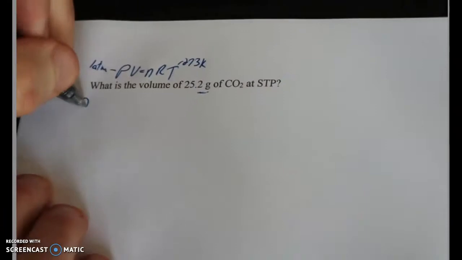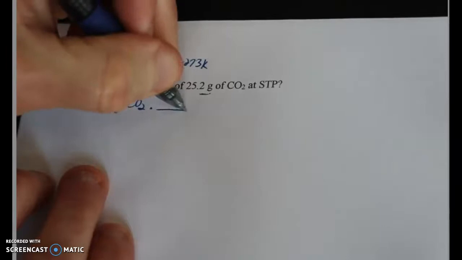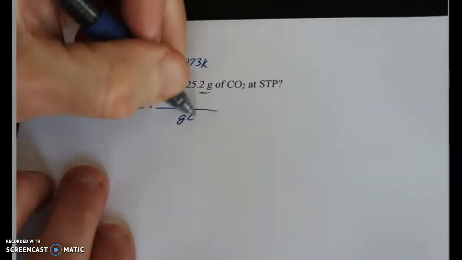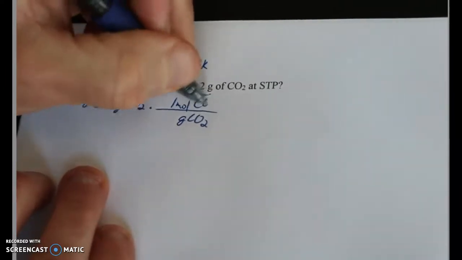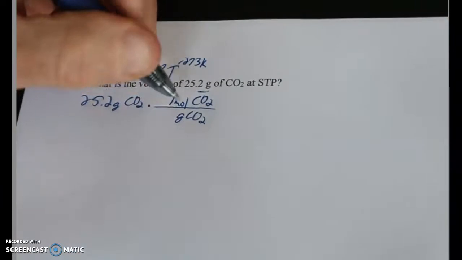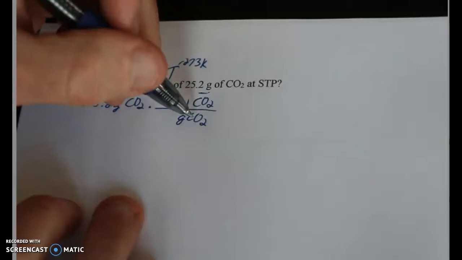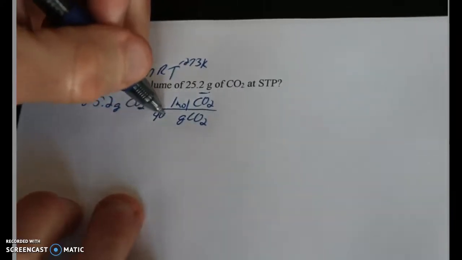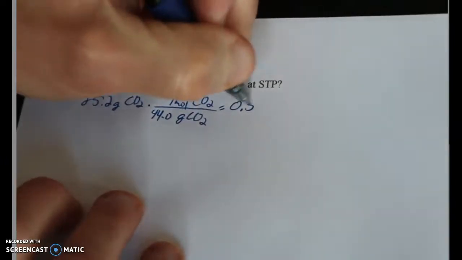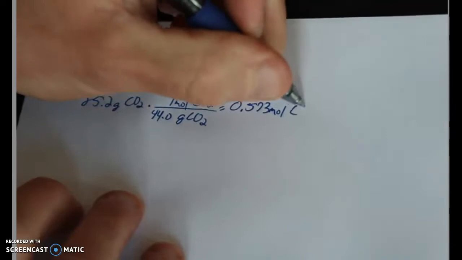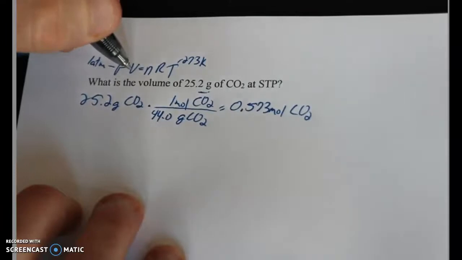So if we're going to do that, I'm going to take that 25.2 grams of CO2 and convert that to moles. Since I start off with grams of CO2, that goes on the bottom. And in a molar mass conversion, it's always 1 mole for however many grams you get off the periodic table. Oxygen is 16 apiece. There's 2 of them, so that's 32 plus another 12 for carbon, and that gives me 44.0 grams. When I multiply that out, you get 0.573 moles of CO2.